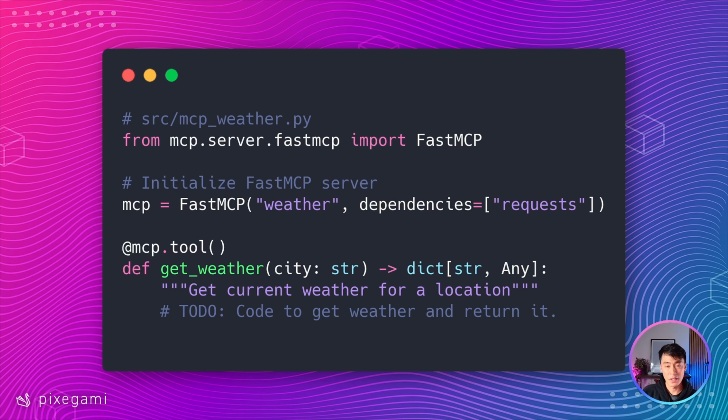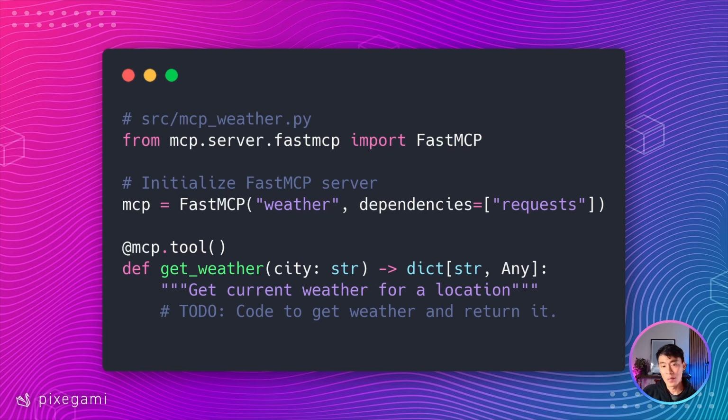And here is a truncated snippet of what the actual code will look like. It's just a one-liner here to create a FastMCP instance. And this is going to be the server that will host all of our tools, resources, and prompts. So one server can actually host multiple of these capabilities.